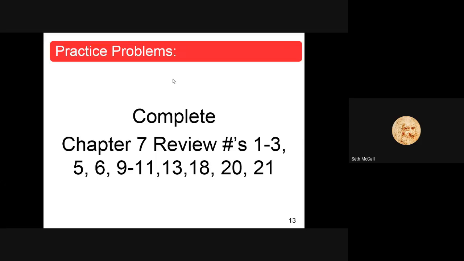If you wouldn't mind trying these practice problems on the Chapter 7 review worksheet, I would like you to complete numbers 1 through 3, 5, 6, 9 through 11, 13, 18, 20, and 21.